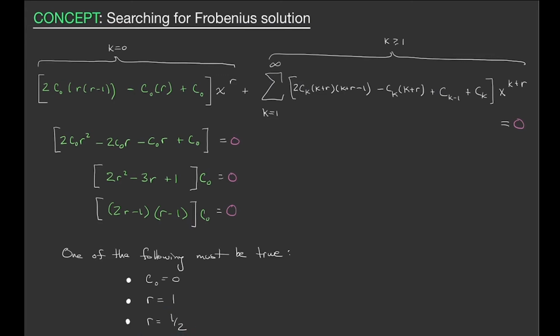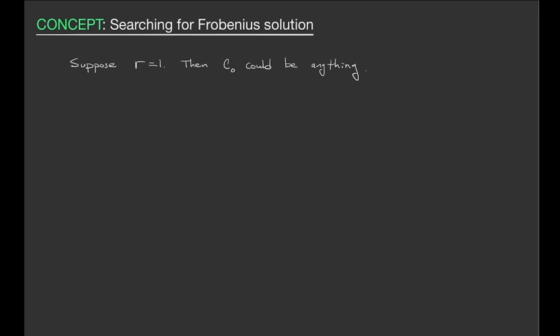Now we want to consider the various cases, in particular when we have the r values being some given number. Let's start by looking at r is equal to 1. But you'd want to also do this for r is equal to 1/2. We'll just do it for r is equal to 1 for the sake of time. Since we're supposing that r is equal to 1, it's true that c naught could be anything. It's not immediately tied to being 0. We could have it be 0, but it could be anything else we like. We could have it be 1.